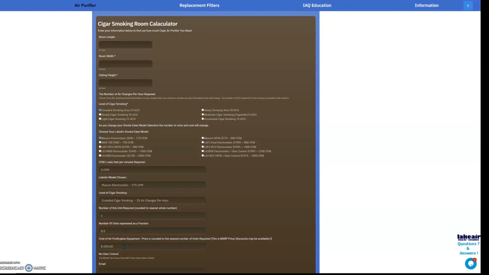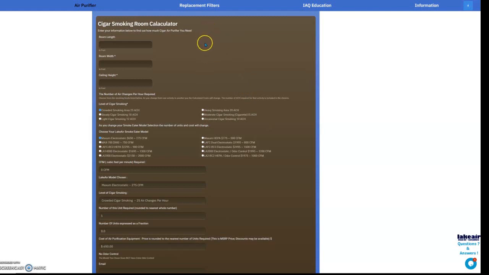And then the cost. The cost is put down to what the current MSRP is. If you're buying multiple units or we're working on a bundle with you, you probably can get a better price. You can always call me and talk to me about pricing. So back to the overall calculator.